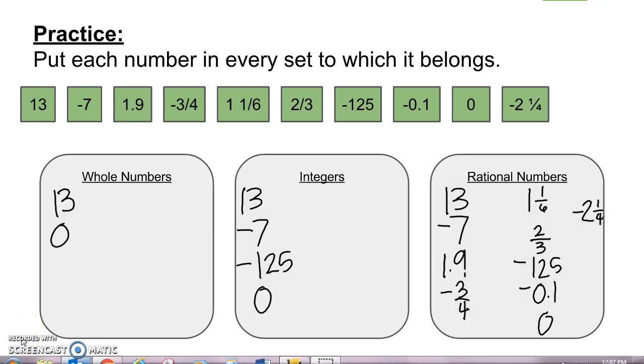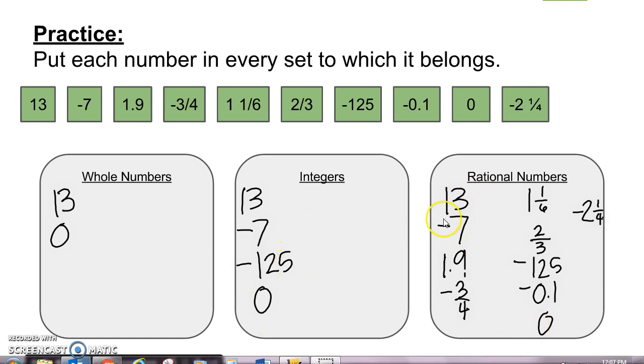Alright, so check your answers with my answers up here. For the whole numbers, the only whole numbers we have are 13 and 0. If it is a whole number, that automatically is going to put these two into the integers category and in the rationals category. So I went ahead and wrote 13 and 0 also for integers and for rational numbers.